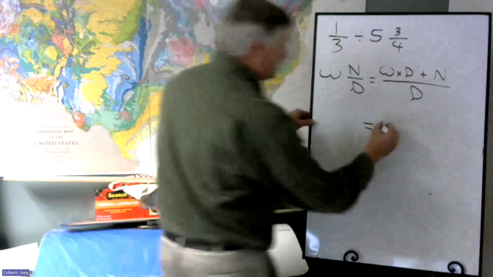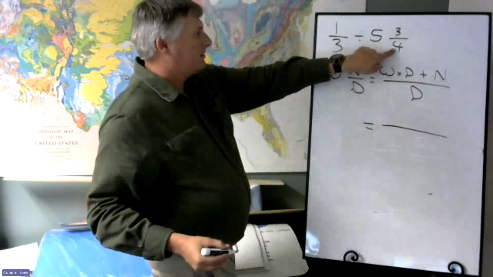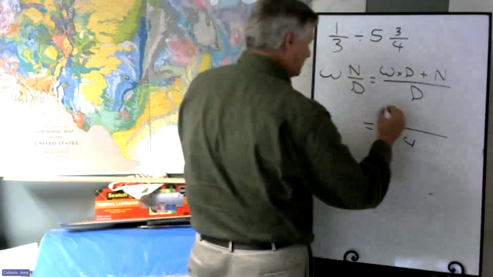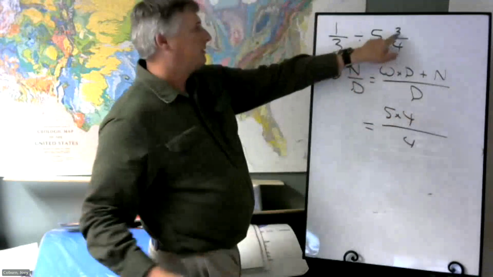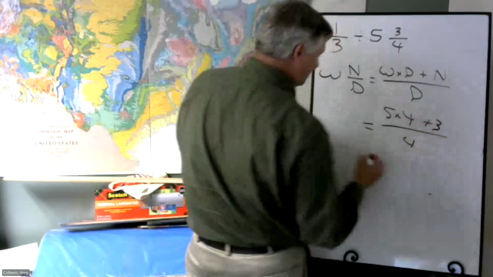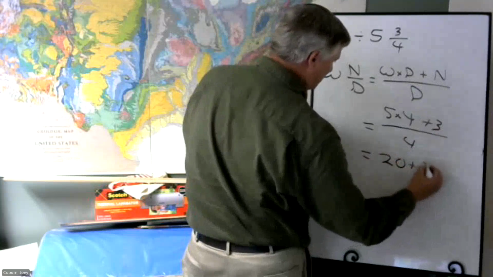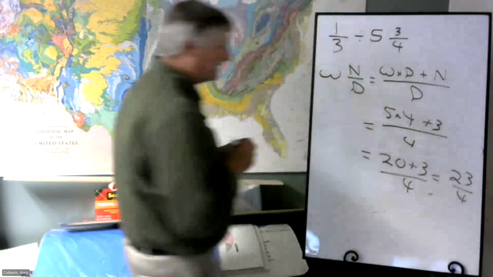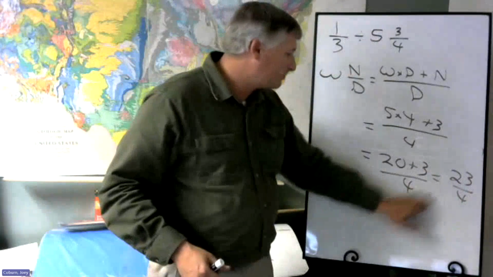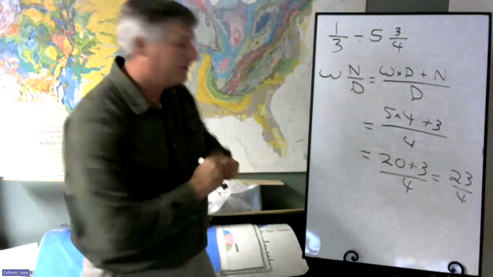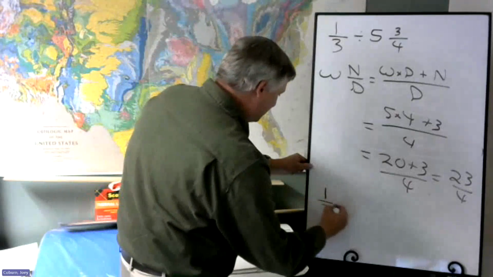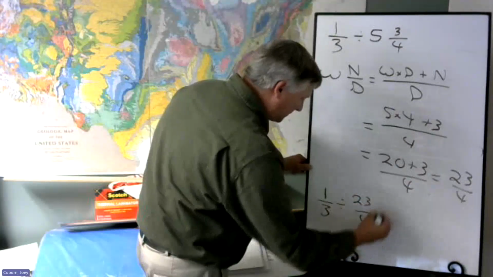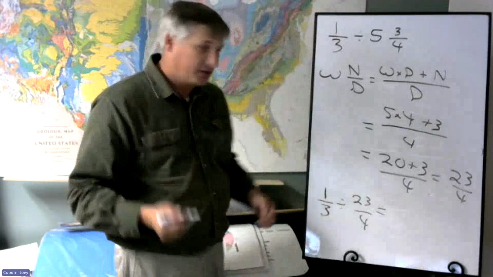So in this case, D, the number on the bottom, is 4. W times D plus N. Now that we've turned this into an improper fraction, we can go back to the division. So it's 1/3 divided by 23/4. And we do KFC.